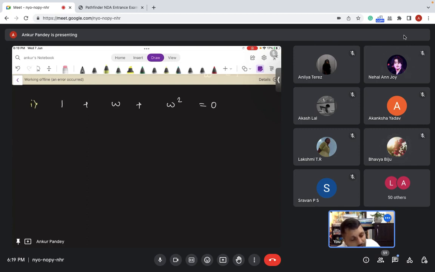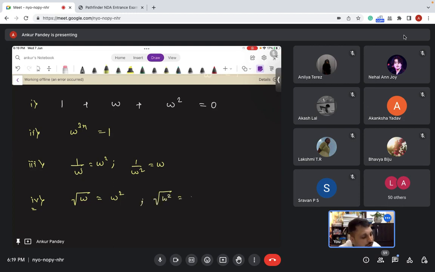First point, actually, first point was something else. Let me write it. Okay? Third point. Beta, 1 upon omega is omega square and 1 upon omega square is omega. So, fourth. Square root of omega is omega square. Magical. Obvious that square root of omega square will be omega. That's obvious. But this is magical, but it is true.